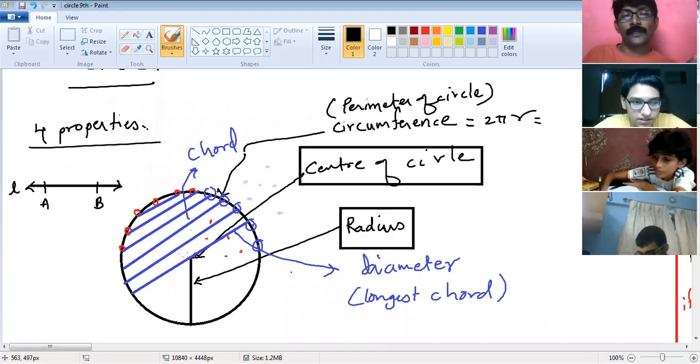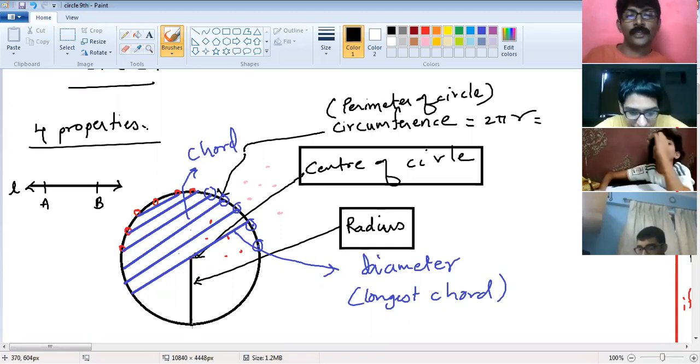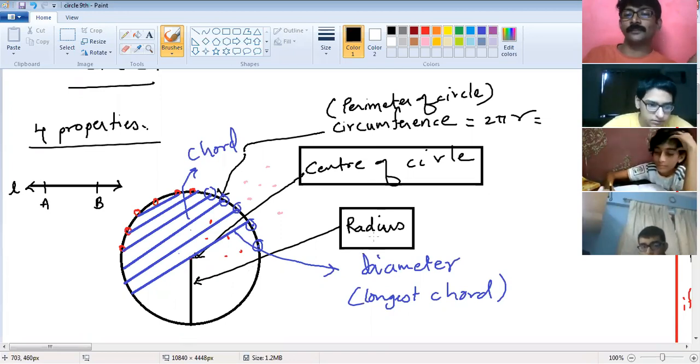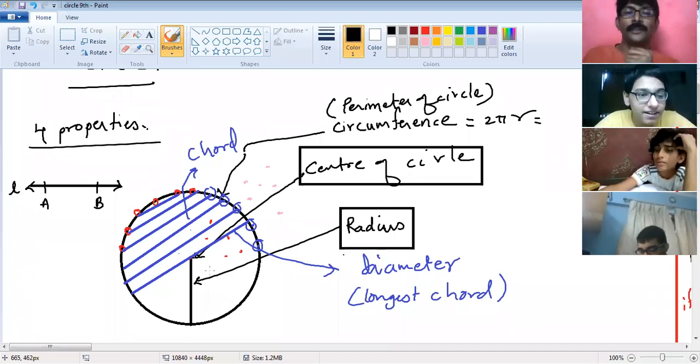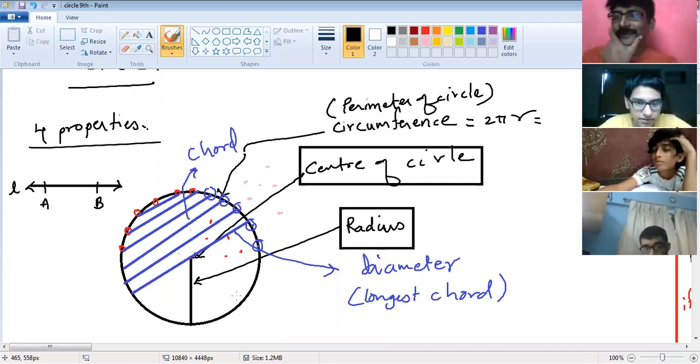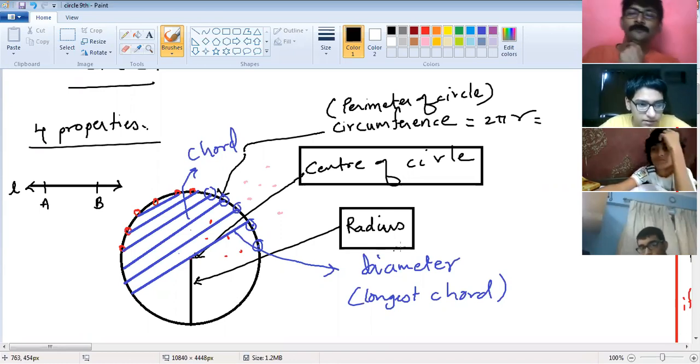And now we have radius. So what is a radius? A radius is a line segment joining the center of the circle to any point on the circumference. Now let's move further. How many radii can be drawn in the circular region? Infinite. Very good. Infinite radii can be drawn. Why are there infinite radii? Can someone justify that? Yes, Saksham. Why are there infinite radii?